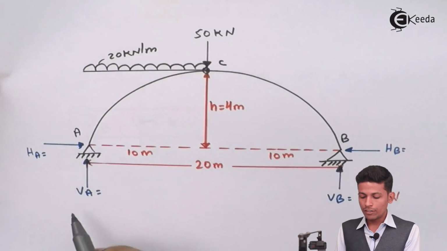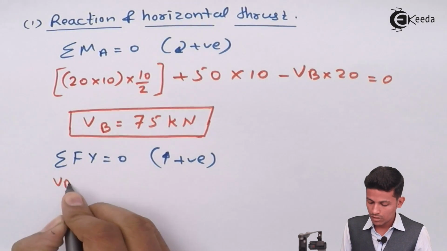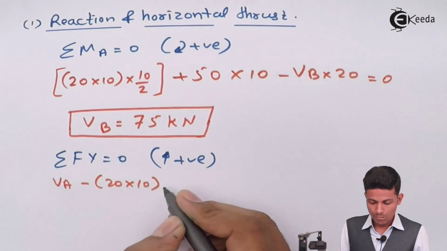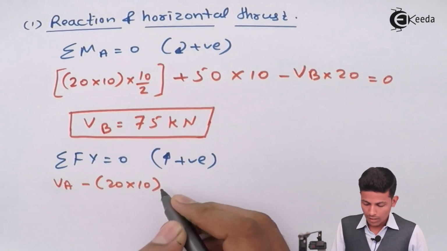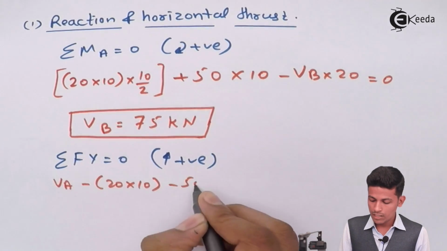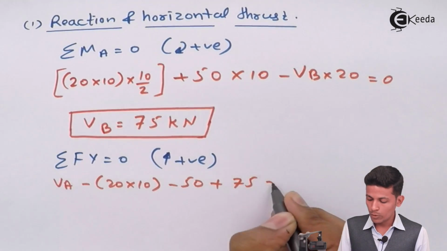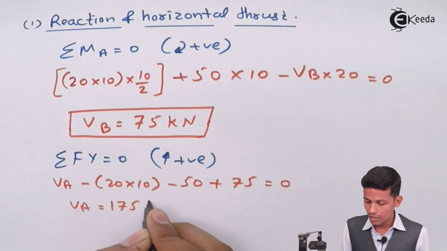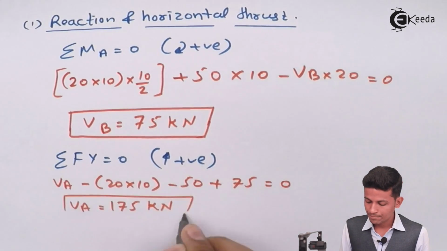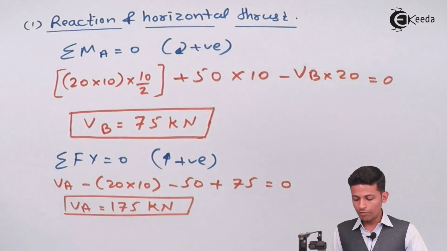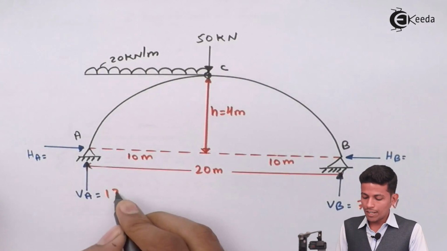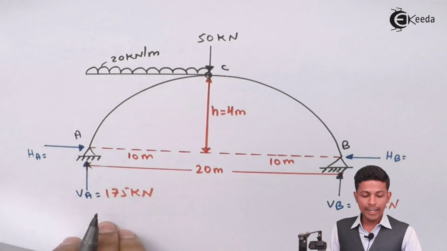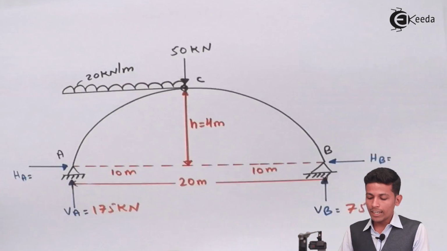So what will come is VA minus 20 into 10, minus 50, plus 75 equal to 0. While solving this you get the value of VA as 175 kilonewton. Okay, you got the value of VA as 175 kilonewton. Now after that, we have to find the H.